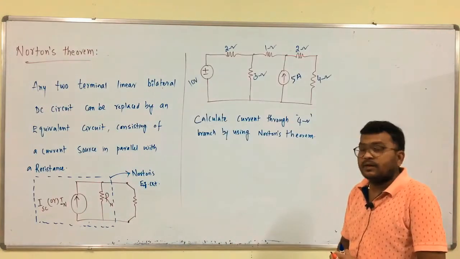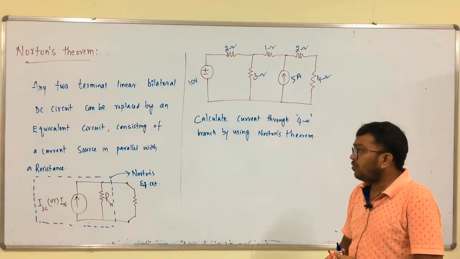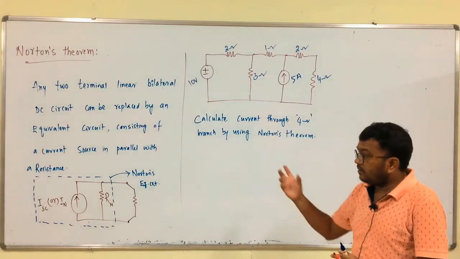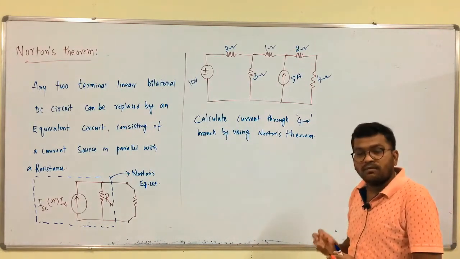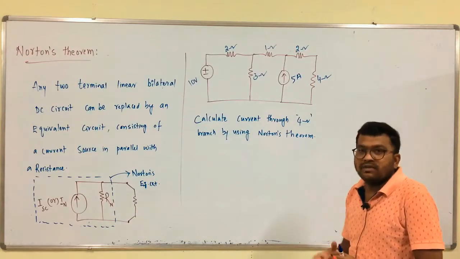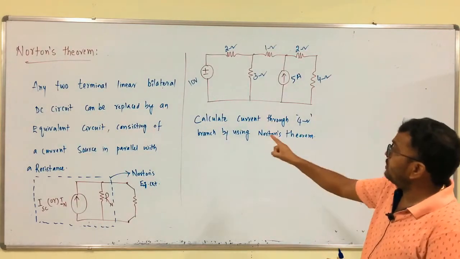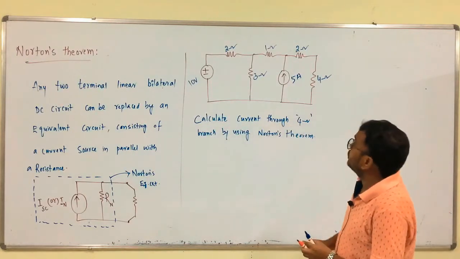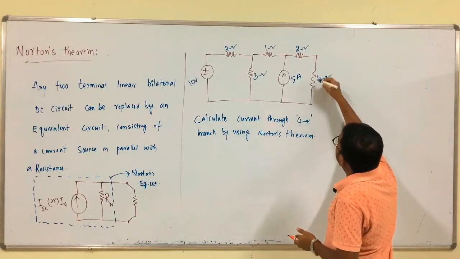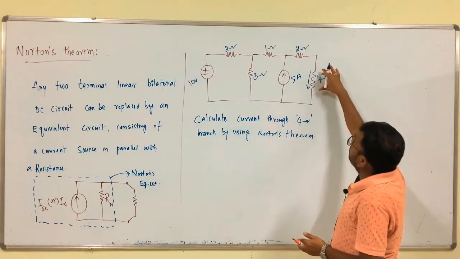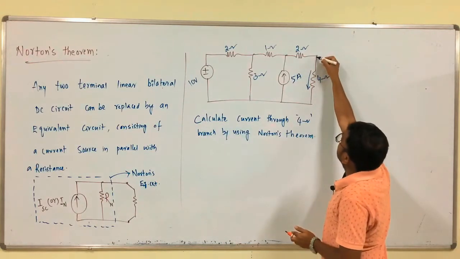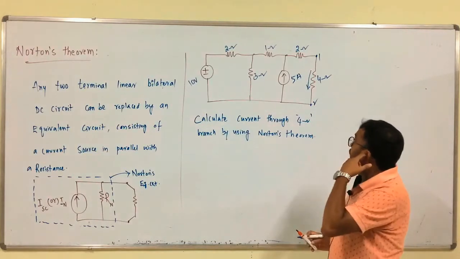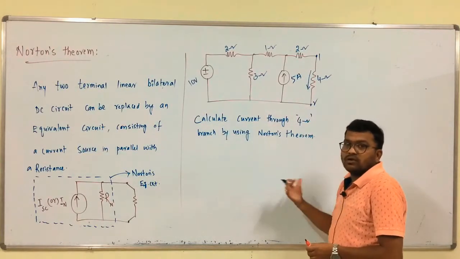So, this is the problem. With respect to this problem, I will explain the procedure, how to calculate the corresponding branch current or power loss or whatever it may be by using Norton's theorem. So, this is the problem. Calculate the current through the 4 ohm branch by using Norton's theorem. So, he wants the current through only this branch, the 4 ohm branch, where this is terminal 1 and this is terminal 2. So, we have to calculate the current through this branch by using Norton's theorem.